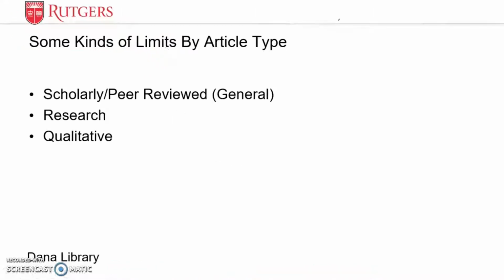Okay, there are some kinds of limits you can set by article type, and scholarly peer-reviewed is a general one. It's just a checkbox after you do your search. Then the research and the qualitative we will show are in a separate screen, an advanced screen.